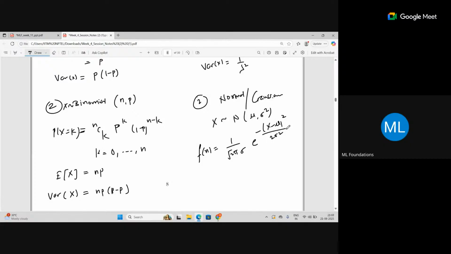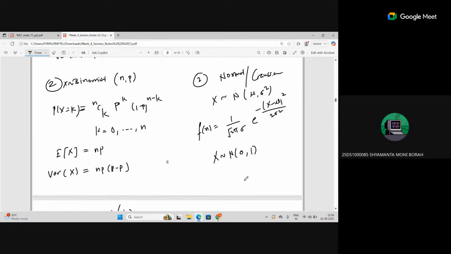Fine. And there is no closed form solution to this, which means we cannot find the probabilities exactly. So we use the tables, right? And there is a special case of this normal distribution, where the mean is 0 and the variance is equal to 1. This is called the standard normal, and generally it is denoted by Z.